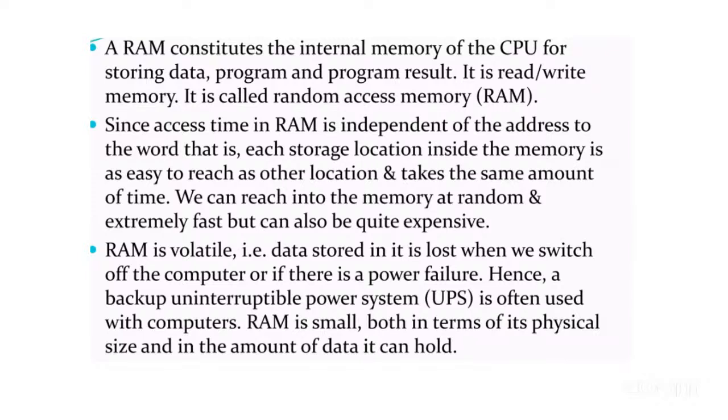RAM is volatile, that is, data stored in it is lost when we switch off the computer or if there is a power failure. Hence, a backup uninterrupted power supply system is often used with computers. RAM is small, both in terms of its physical size and in the amount of data it can hold. Again, RAM is of two types, as we have seen in the block diagram: static RAM, that is SRAM, or dynamic RAM.